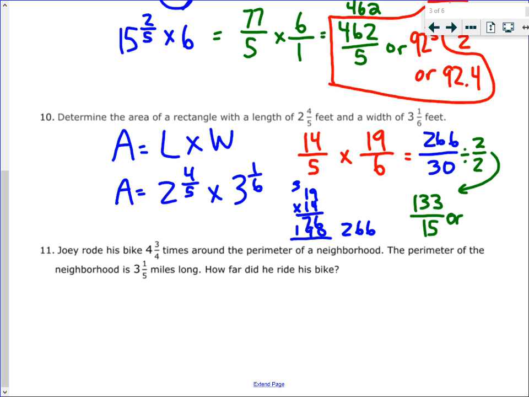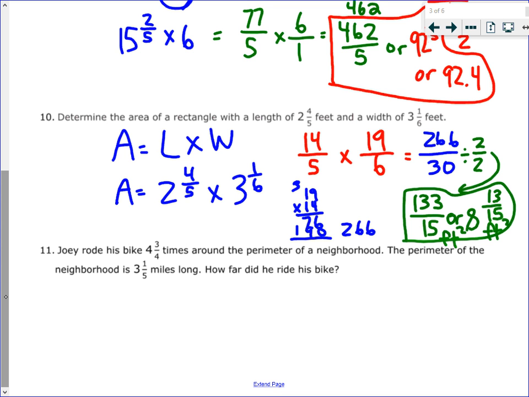Or, let's see, 15 times 10 is 150. 15 times 9 would be 135. So it would be 8 and 13/15. And if you don't know how to do that in your head, just make sure you divide 133 divided by 15, but I don't like changing to a mixed number. For those of you that did, though, the answer would be 8 and 13/15ths. That would be the area. And don't forget your unit, so feet squared. I almost forgot that. Feet squared.